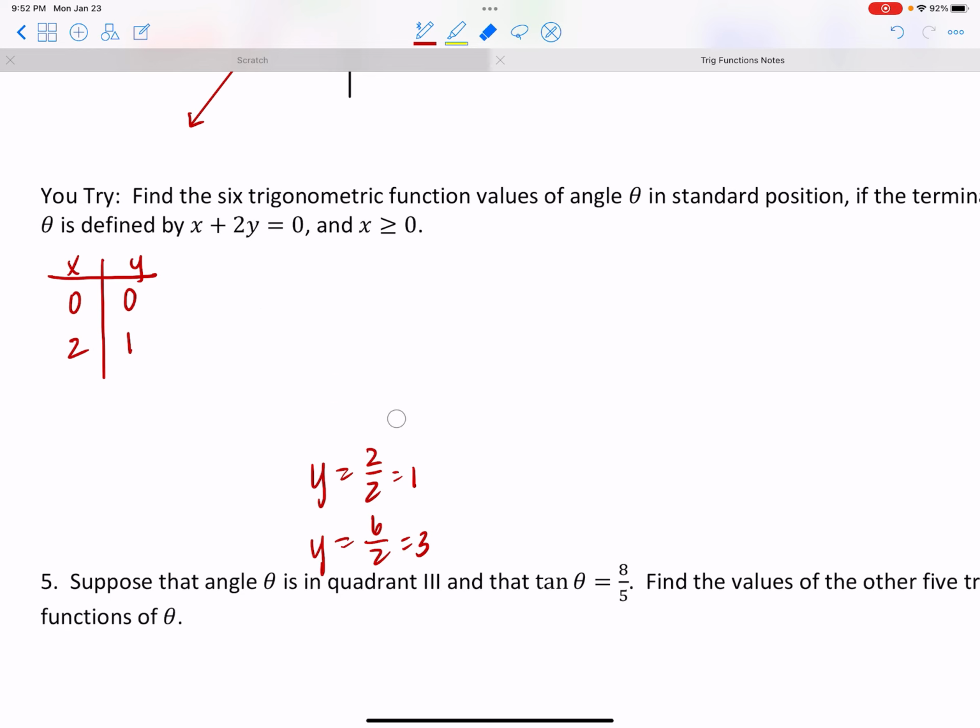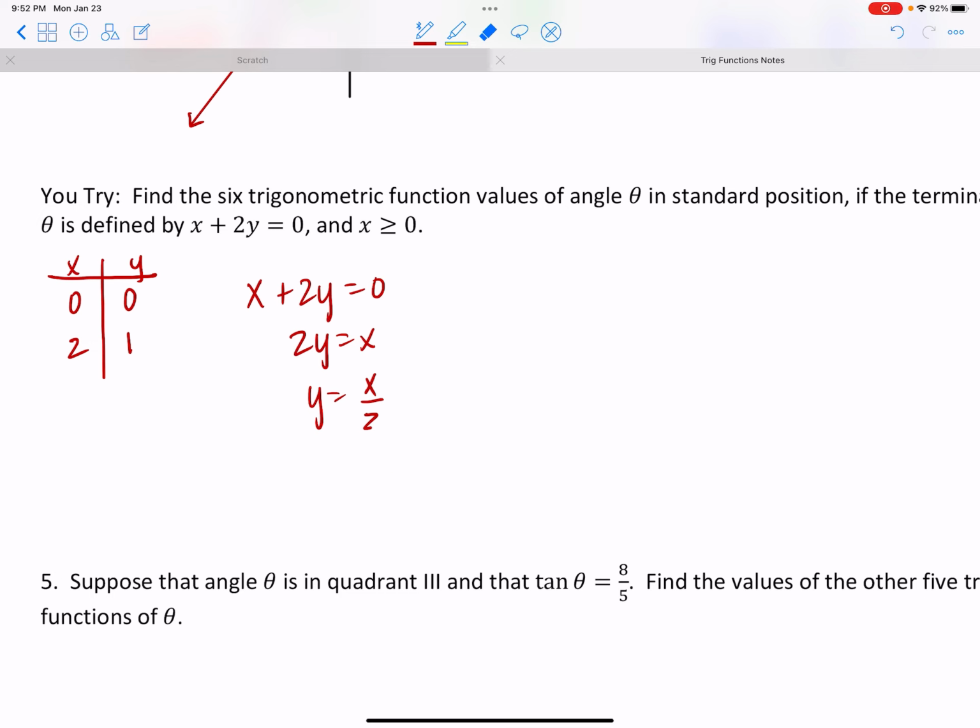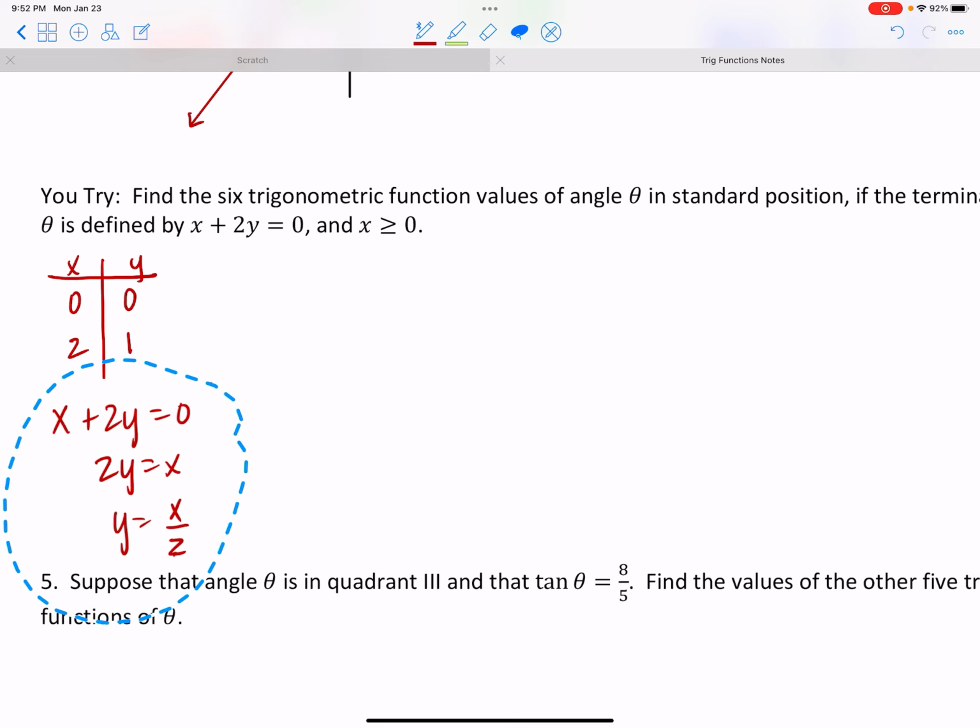Okay, so actually maybe I should have left some of that. Let me leave this, just if you're coming back to it, like where did she get these numbers? So this is what I used. I picked 0 for x, picked 2 for x, plugged it in, and figured out that the corresponding y values were 0 and 1. So let's make our picture. And again, if we have 0, 0, and then 2, 1, our x is bigger than 0, we're looking at quadrant 1.